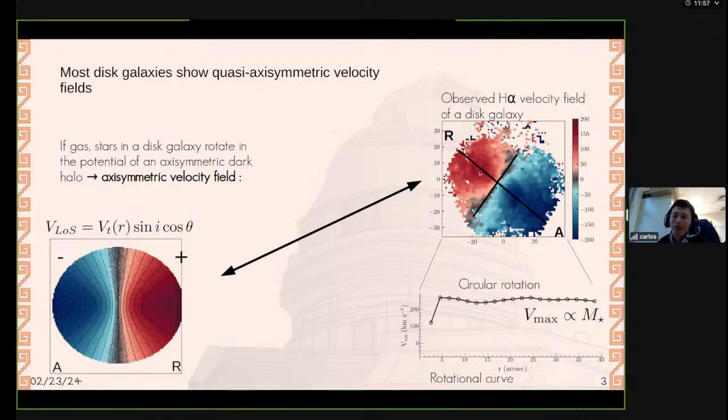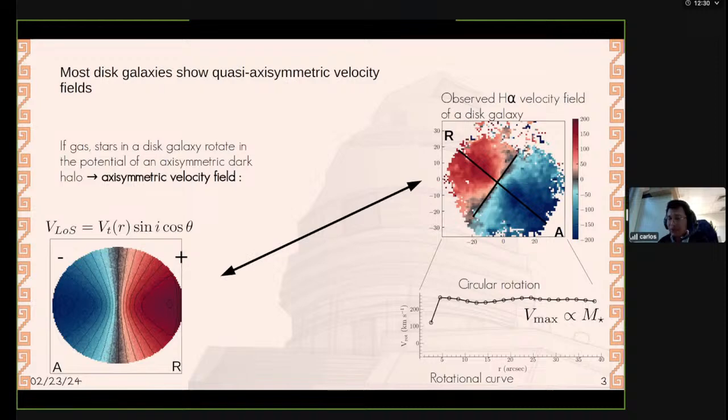And we can recover from this velocity map the so-called rotation curve, right? For instance, in the y-axis we observe velocity, and in the x-axis we observe the galactocentric distance, and the points represent basically the velocity at different galactocentric radii. And we know that the maximum velocity can be parameterized. Sorry, the maximum velocity depends on the stellar mass of the galaxies.